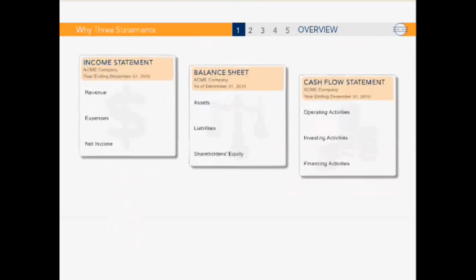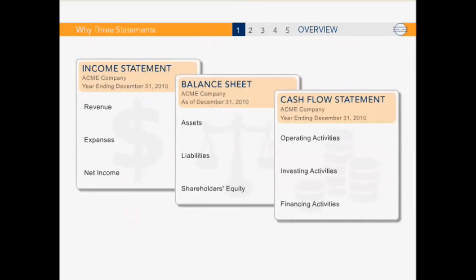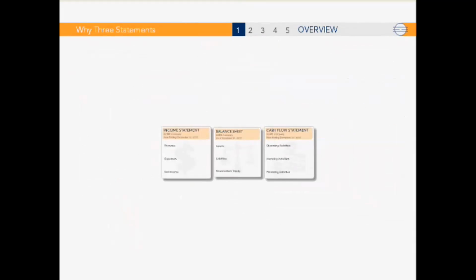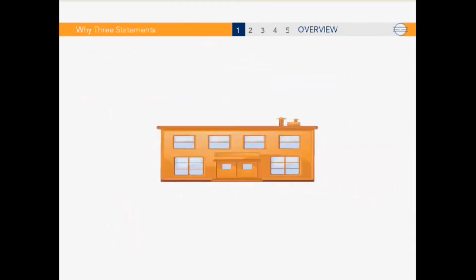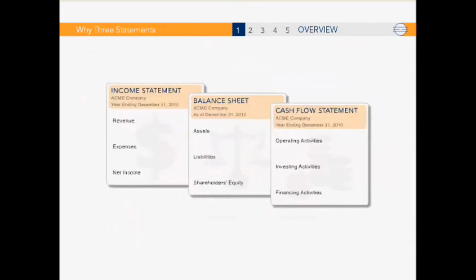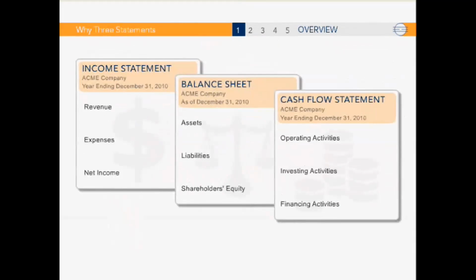So why is it important to understand all 3 financial statements? Basically, each one tells only part of the story. They are somewhat like pieces of a puzzle, and you need all 3 pieces to see the big picture. Let's begin by reviewing the general purpose of each financial statement and what distinguishes one statement from another.